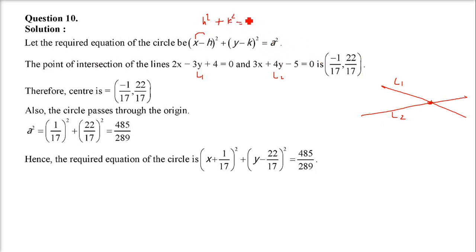So how do you get r square? Because h and k are known to you. The center is known, minus 1 by 17 and 22 by 17, so just put it in here. A square is (1 by 17) whole square plus (22 by 17) whole square, which is 485 by 289, and replace it in this equation. So this is the final equation, where this is h and k, and this is your r square or a square. So (x plus 1 by 17) whole square plus (y minus 22 by 17) whole square equals 485 by 289.